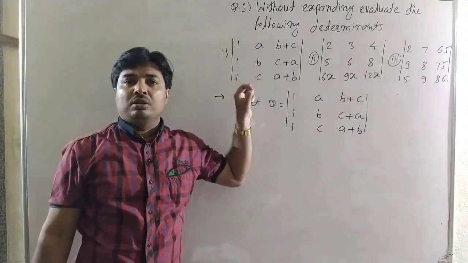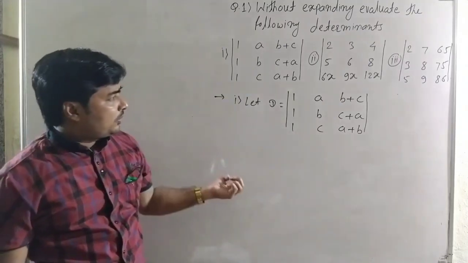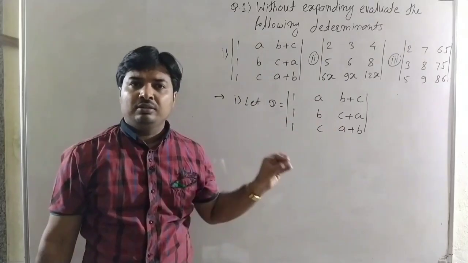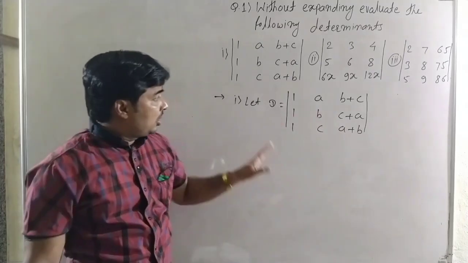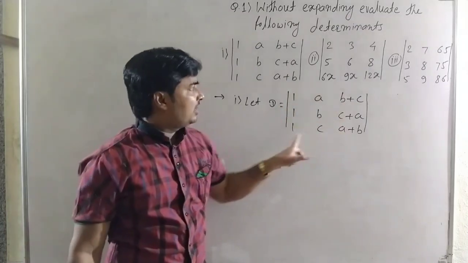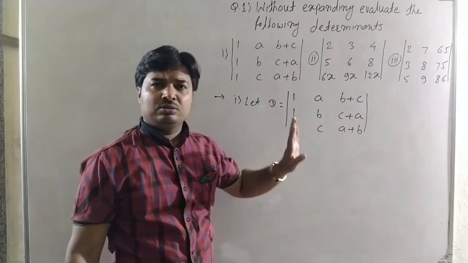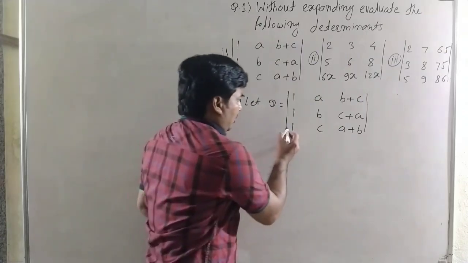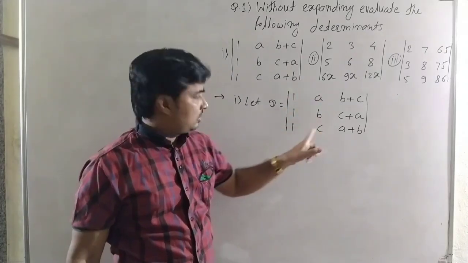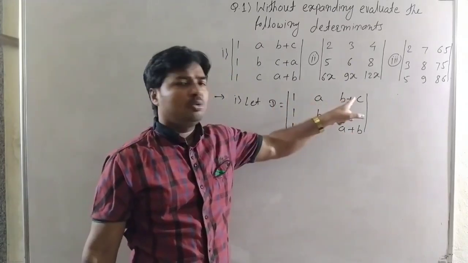That means without expanding, by using the properties. Here we know the property: if any 2 rows or any 2 columns are the same, then the value of the determinant is 0. Or we can take a common element. Here in the column 1, 1, 1, we could take a common factor, but here a, b, c are all different numbers, so nothing can be taken common. In the first, second and third rows there is no common element.